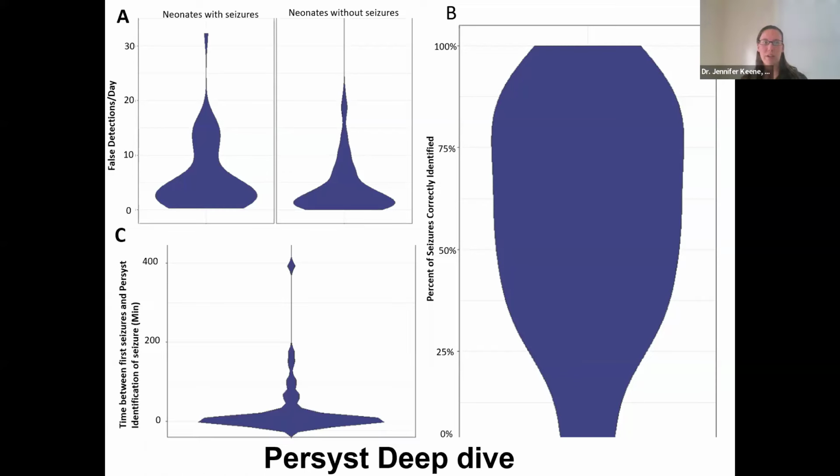And then lastly, when we look at that time to first seizure, we can see that we have quite a bit that agree either exactly at 0 or right around it. But we do have this very long tail where there's a few babies that are being identified quite a bit after they initially started seizing.